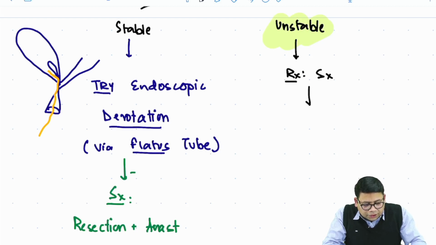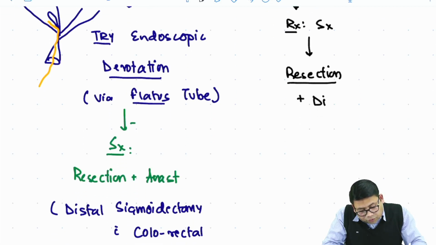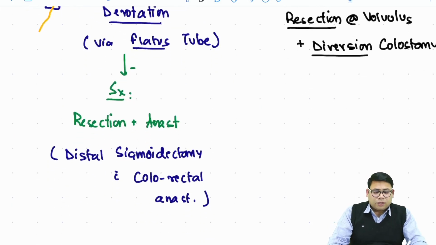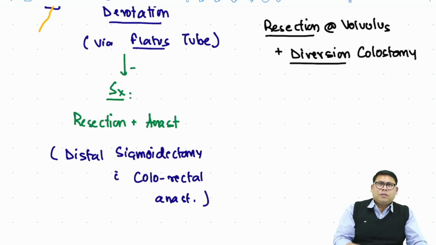And what is the surgery that we go for? We go for resection of the volvulus, and along with the resection, we plan a diversion colostomy. Now, when you talk about diversion colostomy, what are the important things that you need to understand? Let us try to see all these things, diversion colostomy and everything.